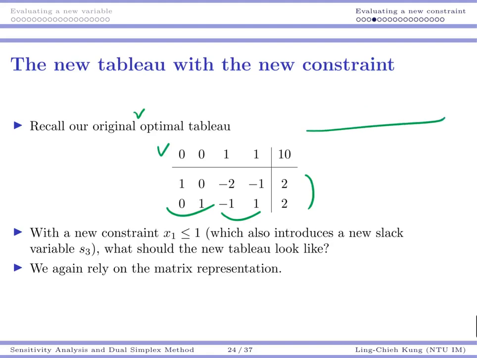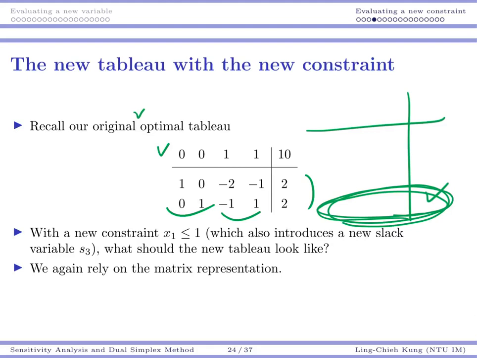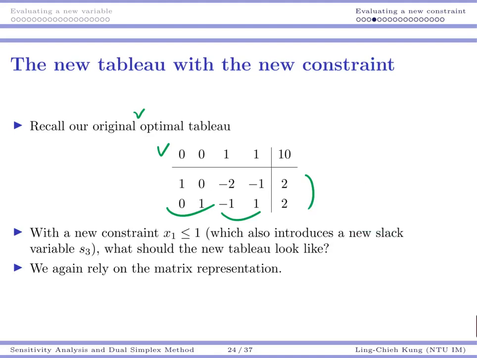So here, we somehow want to expand our tableau to get our third row. And basically, we want to see what's going to happen with the third row. And that may somehow help us to start from this tableau and do some more iterations to get to an optimal solution. All right, so with a new constraint, we will also have a new slack variable. Let's call it S3. We're going to see what should be our new tableau. So again, we need to use that matrix representation to do this.